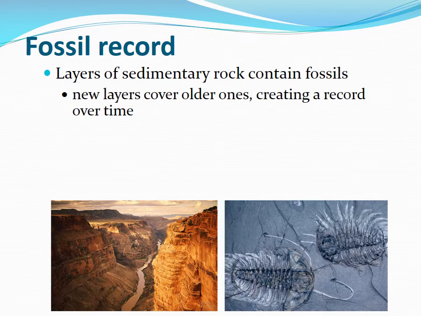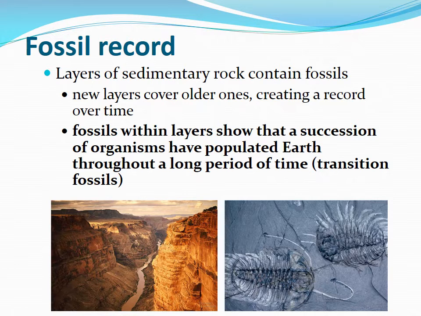How does the fossil record support evolution? There's layers of sedimentary rock that contains fossils. So we know that new layers cover old layers, creating a record over time. You can see in the Grand Canyon all the different layers. Each one of them is a different point in history. So what we can do is look at the fossils in each layer and actually chart how they've changed over time. Those are known as transition fossils.